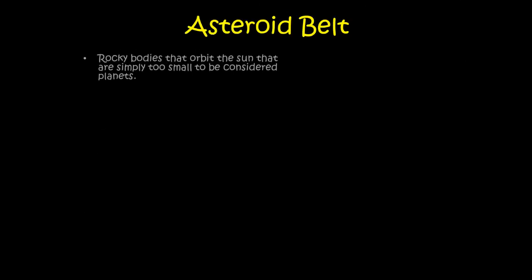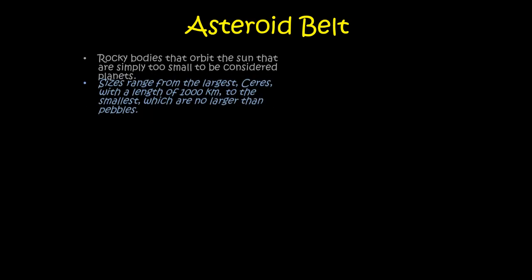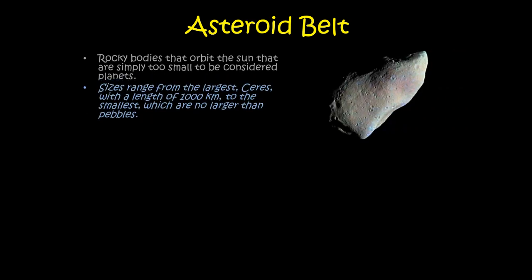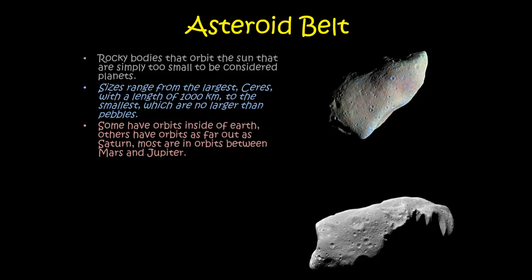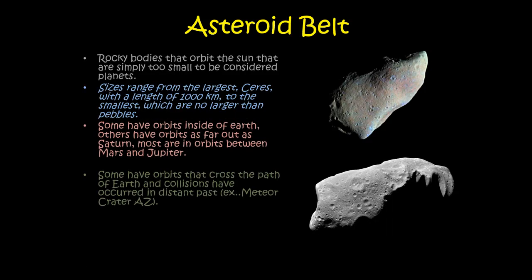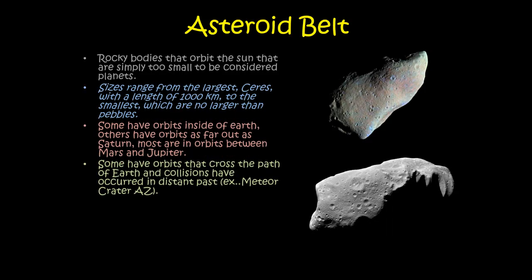The asteroid belt, located between Mars and Jupiter, is the defining boundary between the inner and outer planets. A lot of large rocky bodies are orbiting in this region. The largest is Ceres, with a length of 1,000 kilometers, to the smallest, which are no larger than pebbles. Some of these have orbits inside of Earth, and others have orbits as far out as Saturn. Some orbits cross paths with Earth and have collisions, such as the crater in Arizona.